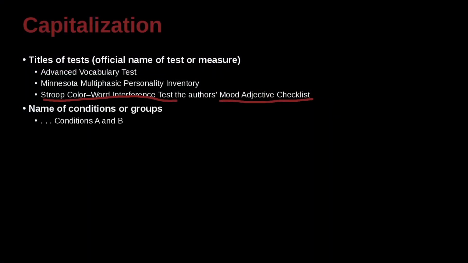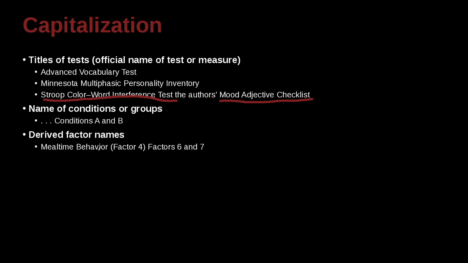Names of conditions in groups. So for example, Condition A, Condition B. Derived factor names, such as mealtime behavior, Factor 4, Factor 6, and 7. So here the word factor we're going to capitalize. Why? Because Factor 4 is the name that we have derived of the factor. We also gave the factor a name.